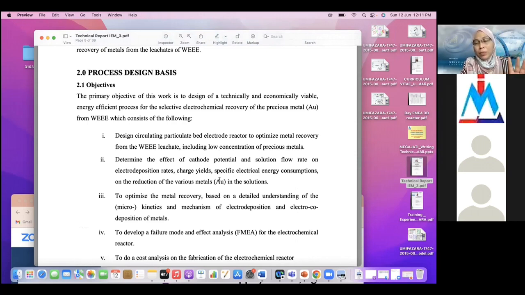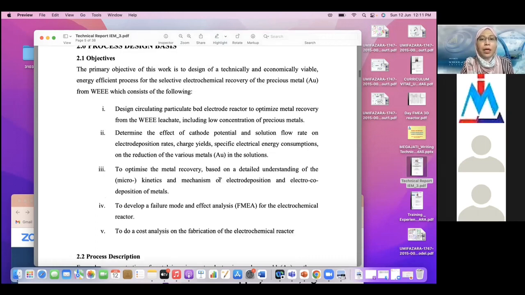Kalau apa-apa report mesti ada objektif. Even you know, simple report pun ada objektif dia. Apa yang you nak capai, what do you want to achieve, right? So in my case, the primary objective of this work is to design, okay, technically and economically viable, energy efficient process for the selective electrochemical recovery of precious metal, which consists of the following. Okay, so I list down 1, 2, 3, 4, 5 objectives, right?